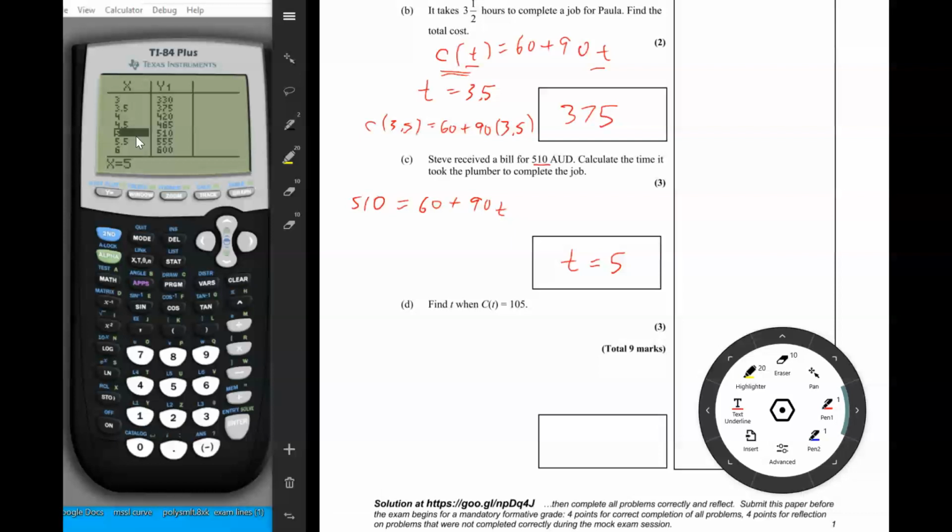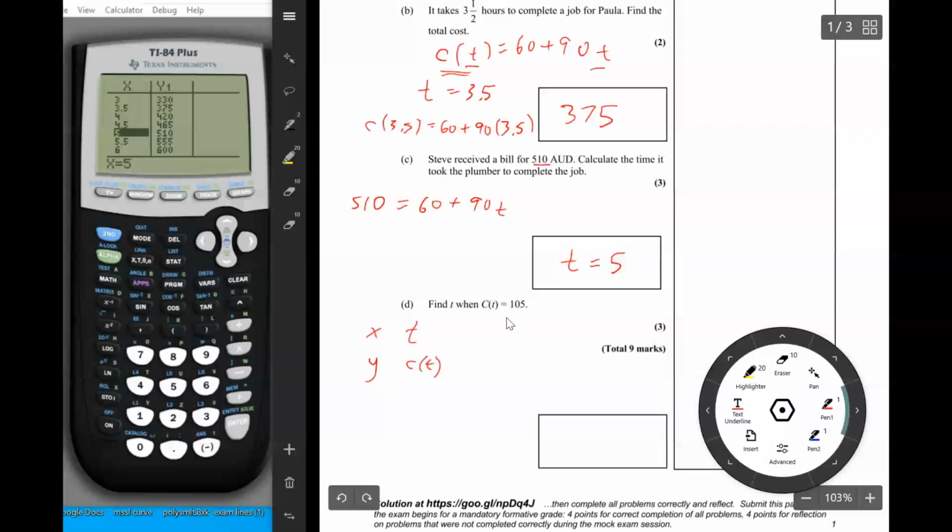Let's look at the last one. It says to find t when c of t equals 105. Now, if c of t equals 105, does that mean that t is 105? Does that mean the output is 105? Does that mean y is 105? So remember, t corresponds to the input variable x, and y, the output variable, corresponds to c of t.